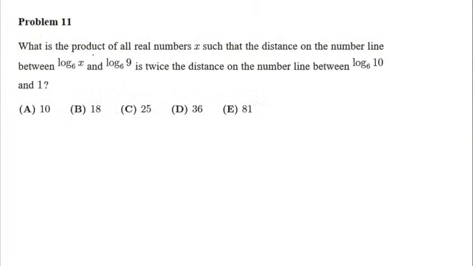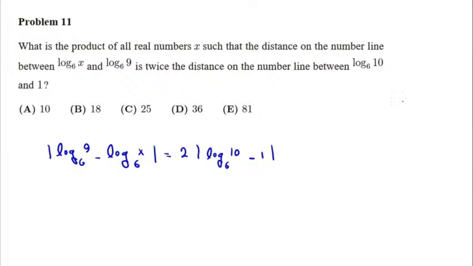AMC 12A 2022, problem number 11. What is the product of all real numbers x such that the distance on the number line between log 6 of x and log 6 of 9, so the distance between them is the absolute value of log 6 of 9 minus log 6 of x, is twice the distance on the number line between log 6 of 10 and 1. So you can say log b of b is 1. Okay, so I can say 2 times the absolute value of log 6 of 10 minus log 6 of 6.